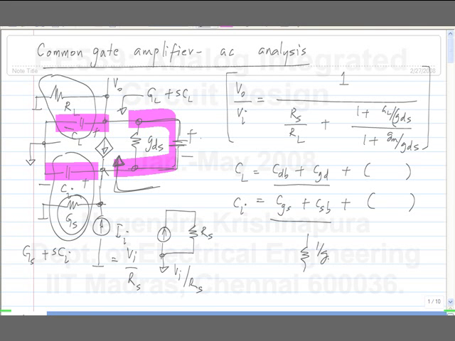Similarly, the output impedance is gm by this whole admittance times Rs. That is the total output impedance. Now, the admittance keeps on increasing, so the output impedance keeps on decreasing. So, the output impedance will appear capacitive. So, whatever we described now will still happen, but as frequency increases, it becomes a worse current buffer.